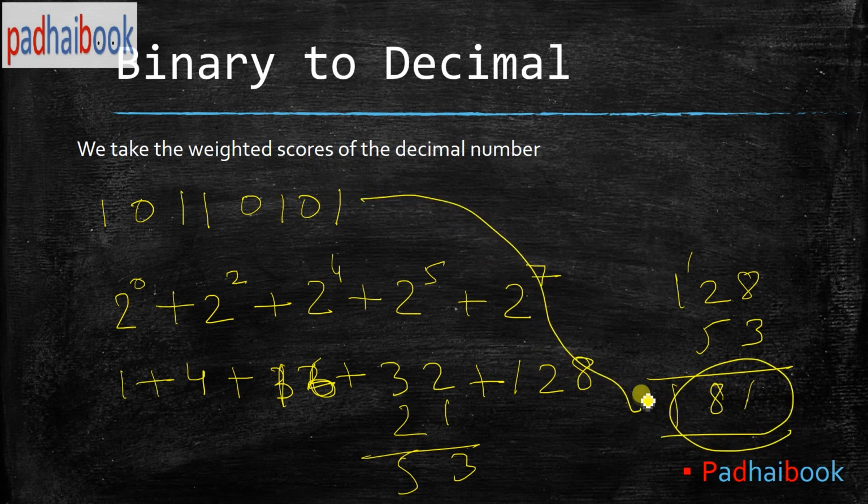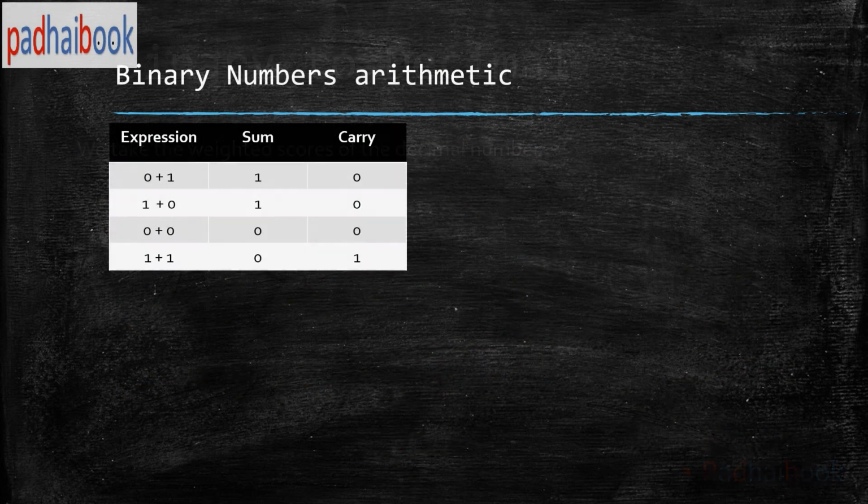Alright, let's move on. Finally, we have binary number arithmetic. Now what binary arithmetic says is that if we have an expression like this, this is the sum value and carry. When we add 0 and 1, the sum is 1 and there is no carryover. When we add 1 and 0, the sum is 1 and there is no carryover. Adding two zeros, the sum is 0 and there is no carryover. And when we add two 1 bits, the sum is 0 and the carryover is 1.